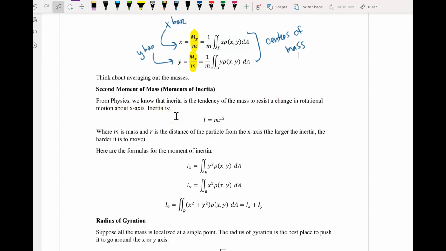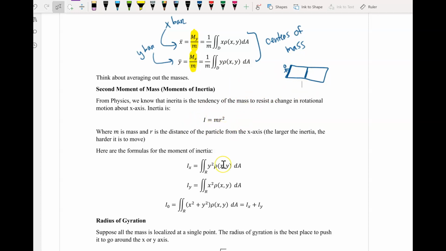So the tendency of mass to resist a change in rotational motion. In other words, think about how hard it is to move some sort of thin plate. If you have a table, there are going to be different types of inertia, because it's harder to lift it from here. If this was you and you wanted to lift this, it would be really hard to flip it, as opposed to maybe in the center. That's what the moment of inertia is: the tendency of the mass to resist a change in rotational motion. How hard is it to flip this about a particular axis?